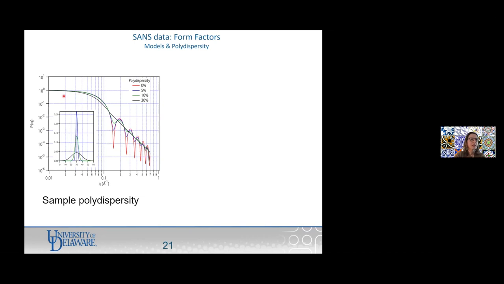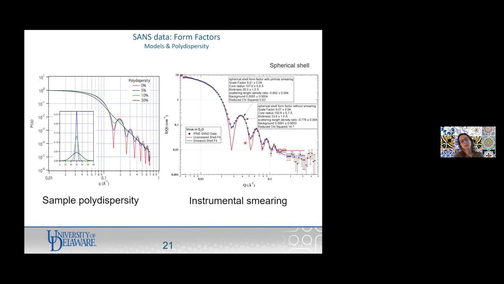So what happens to your data? Your data is then smeared out a little. The more polydispersed your sample is, the more smeared out your intensities will be. And this smearing can not only come from the sample, but it can also come from the instrument itself. The instruments have a finite coherence in Q, and so that too will cause some smearing of your data.